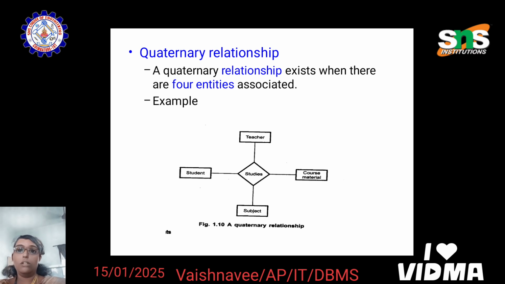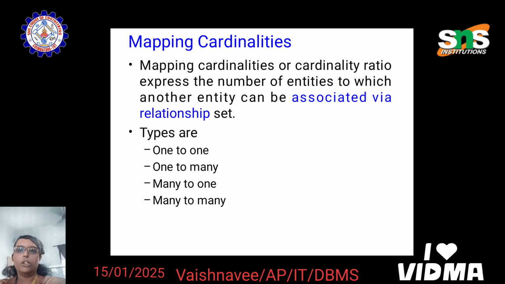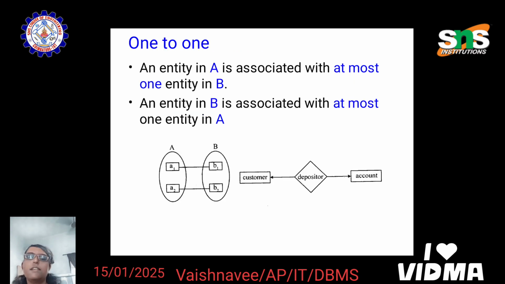A quaternary relationship exists when four entities are associated. For example, teacher studies subject, teacher studies course material, student studies course material. So all four together are related. There are also constraints. The two main types of constraints are mapping cardinalities and participation constraints. Mapping cardinalities, or cardinality ratio, express the number of entities to which another entity can be associated via a relationship set.